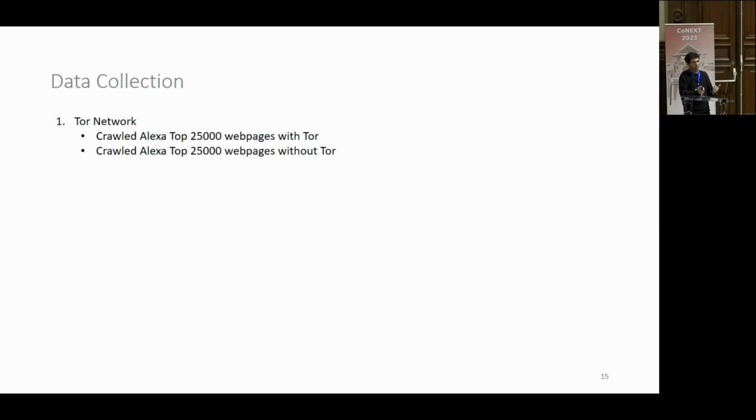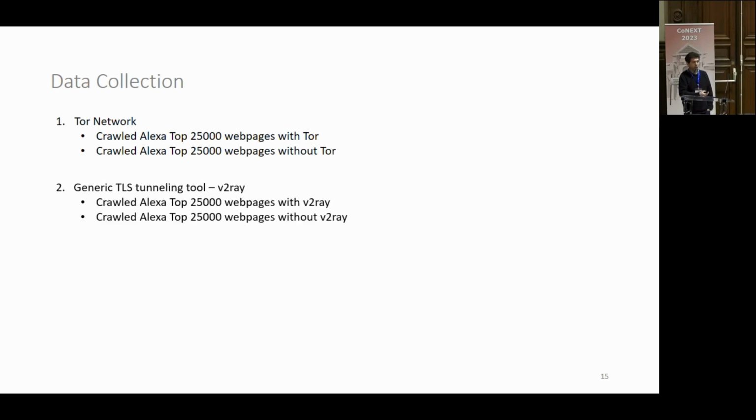So then we say, okay, this is nice. Now let's see if it actually works in practice. How do we do that without actually having access to a censor system? What we did was look at two anti-censorship systems. We looked at Tor and we looked at V2Ray, which is basically TLS tunneling. And we crawled the top 25,000 Alexa websites with and without each of these tunneling solutions. And then we took that data offline.